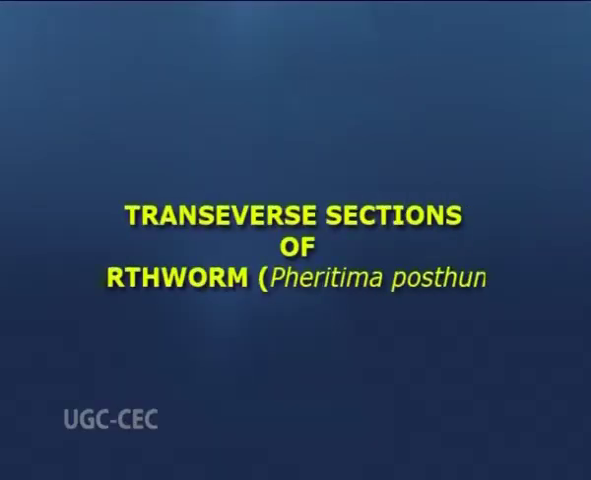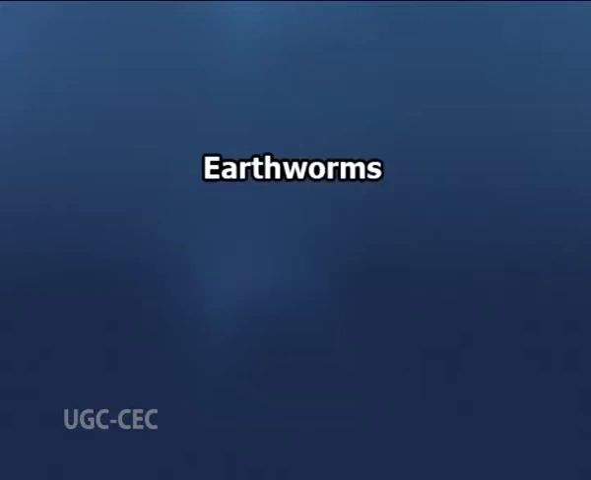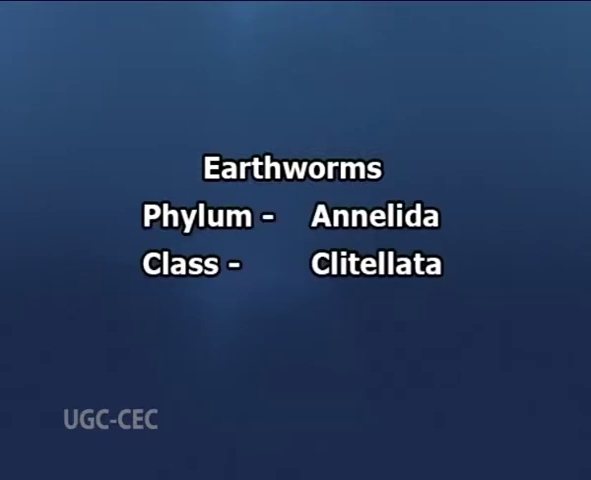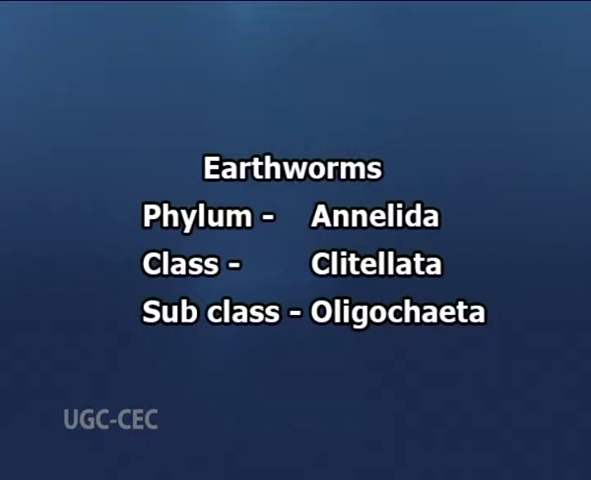It includes the appearance and position of various parts, the materials from which they are composed, their locations and their relationships with other parts. First we will see transverse sections of earthworm, that is Pheretima posthuma. Earthworms are big segmented worms that belong to the phylum Annelida, class Clitellata and subclass Oligochaeta.